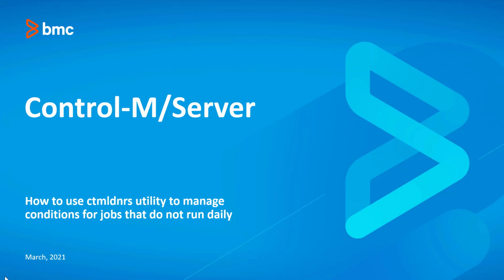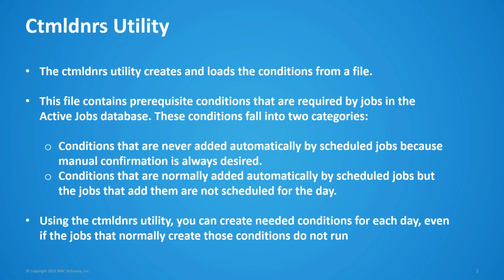In this video, I will demonstrate how to use the ctmldnrs utility to manage conditions for jobs that do not run daily. The ctmldnrs utility creates and loads the conditions from a file. This file contains prerequisite conditions that are required by the jobs in the active jobs database.